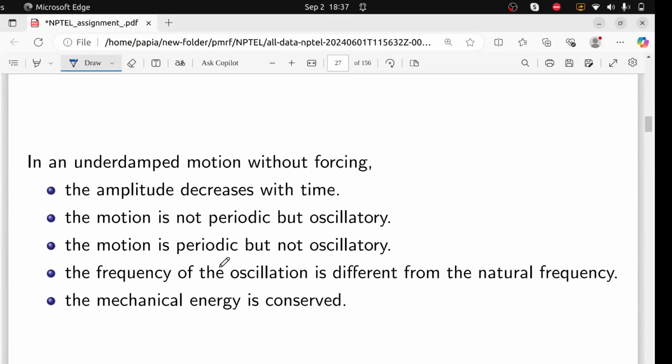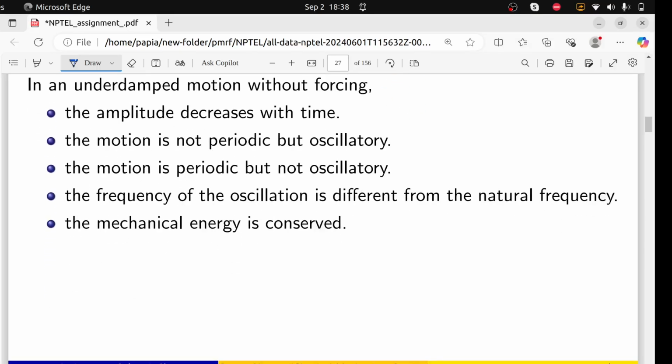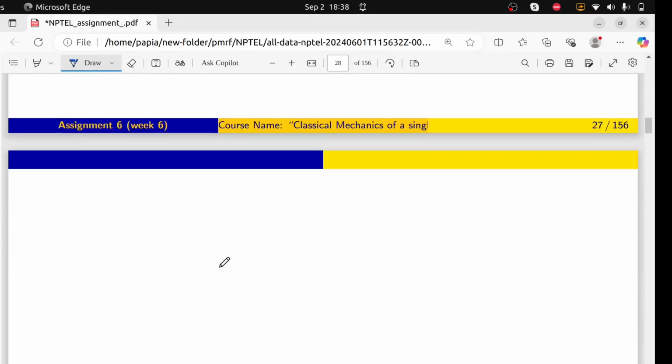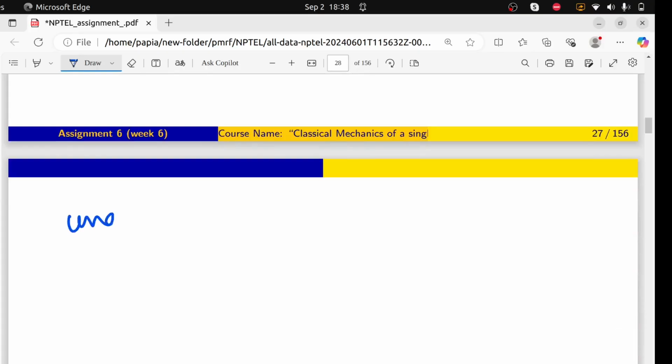Now, yes, this is the case. Underdamped motion without forcing. Without forcing means our f equals 0, so obviously that means only the damped condition. And they are asking about underdamped. What is underdamped here? Underdamped means our lambda is less than omega 0.